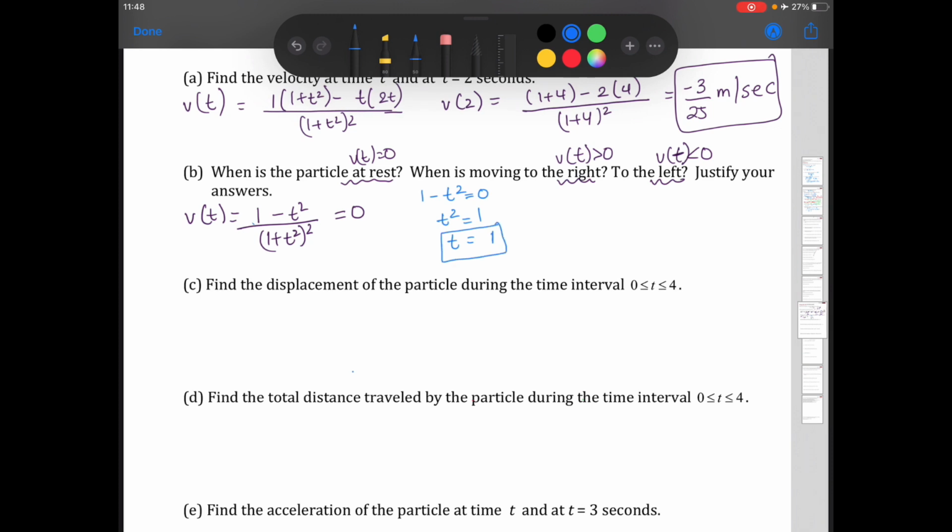I'm going to ignore the negative. Usually when you take the square root, you have plus and minus. I'm going to ignore the negative because we're not taking negative time into consideration. So t equals 1 is it. That's when it's at rest, right?